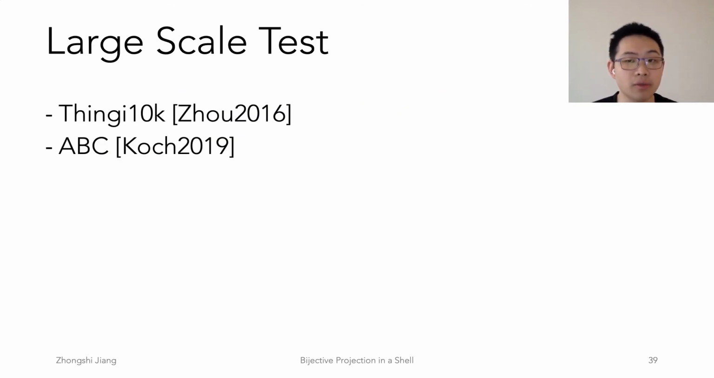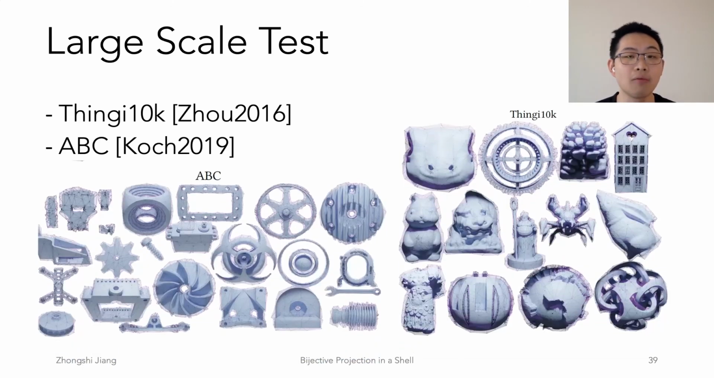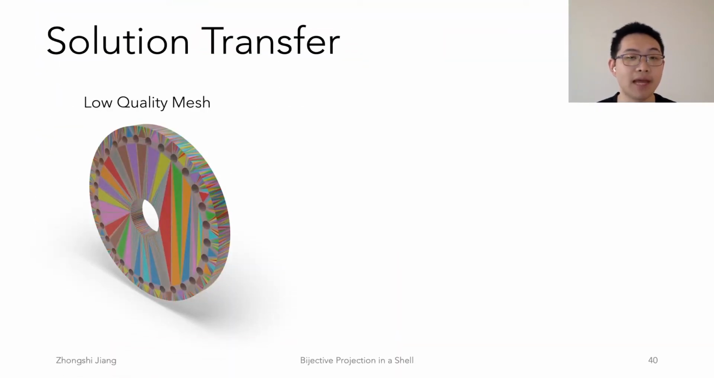Since the algorithm was designed with robustness in mind, we are able to verify that our pipeline for constructing the shell succeeds on more than 10,000 models in the wild. Let's have a look at some of the applications we can now achieve.